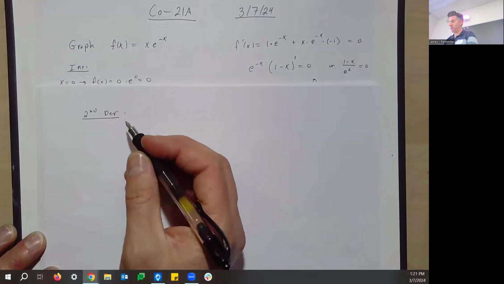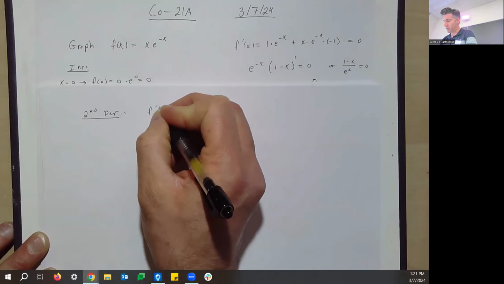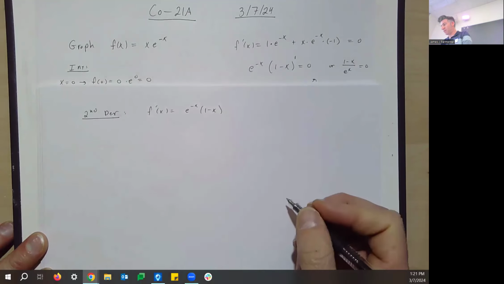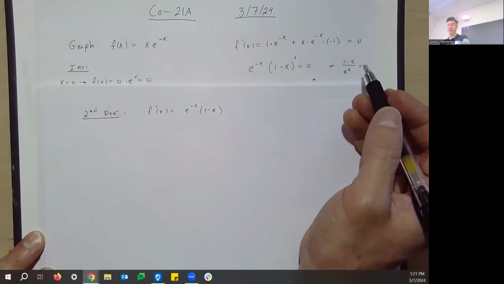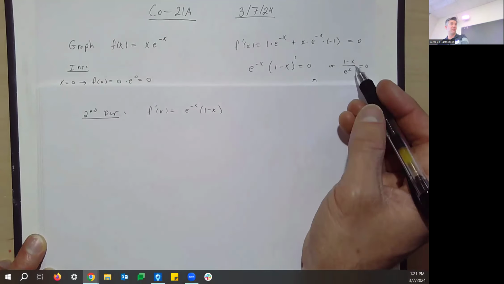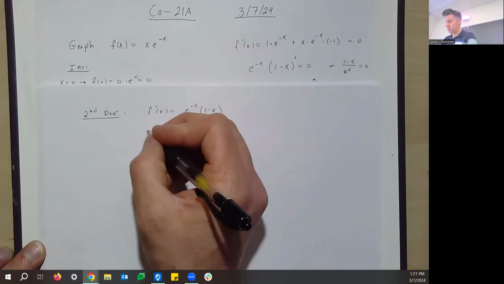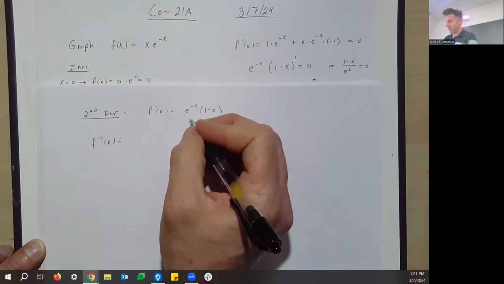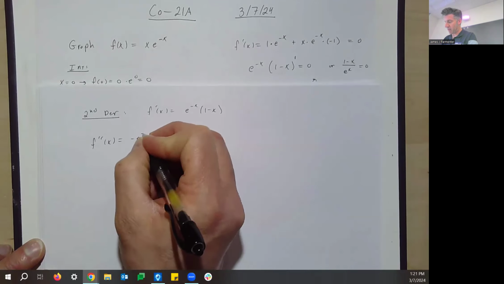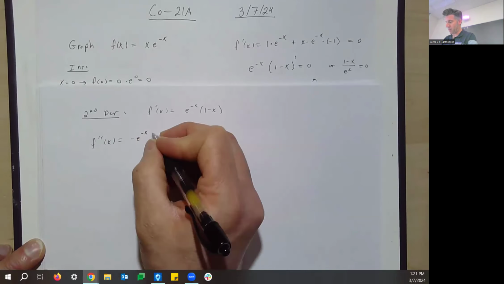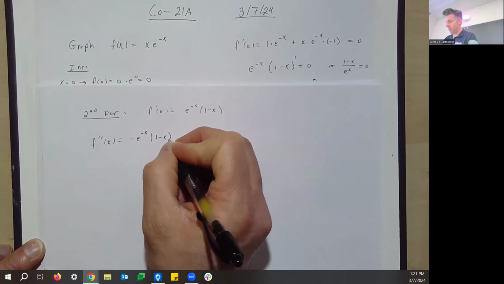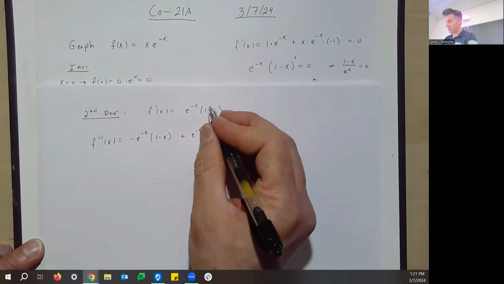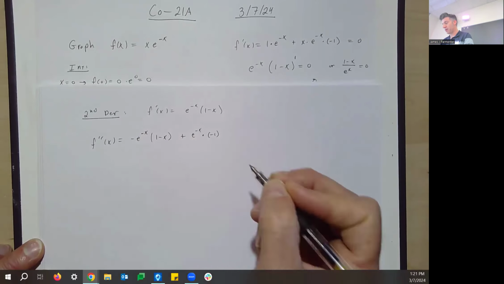My second derivative, let's go ahead and say we have the first derivative is just e to the negative x times 1 minus x. I suppose if you wanted to use the quotient rule, you could write it as 1 minus x over e to the x. I don't want to use the quotient rule. Second derivative is going to be the derivative of e to the negative x, which is negative e to the negative x, times the other thing left alone, plus leave e to the negative x alone, multiply by the derivative of 1 minus x, which is negative 1.